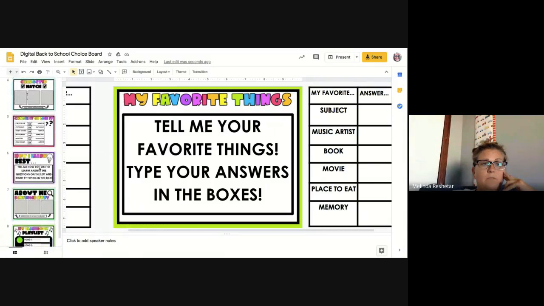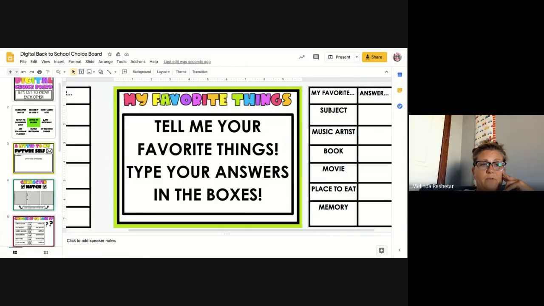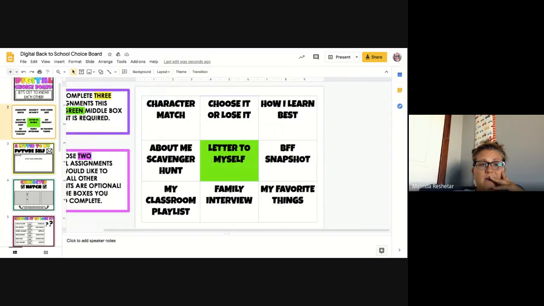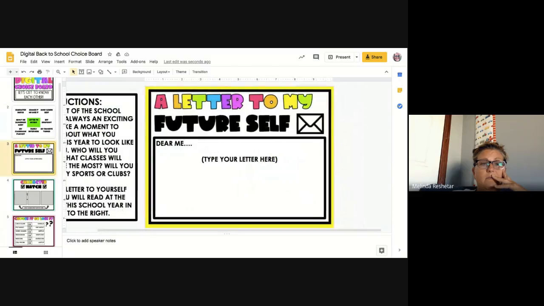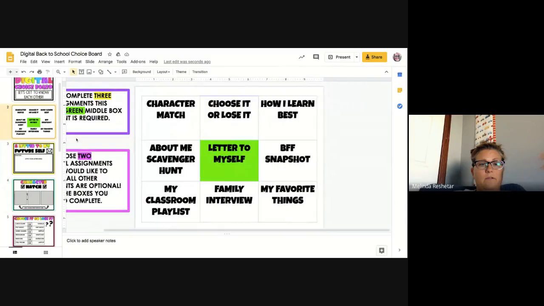So you decide which ones you would prefer to do, and then your job is to complete 3 total. I'm going all over the place. Okay. And then the other ones, if you wanted to do more, you certainly could, but you just need to do 3. So anyway, if I decided to do like character match, letter to myself, which was required, and then favorite things, I could delete those other slides because they would not be necessary.